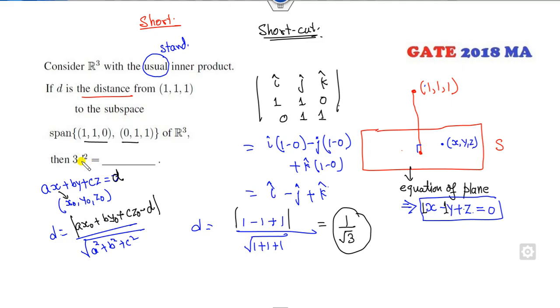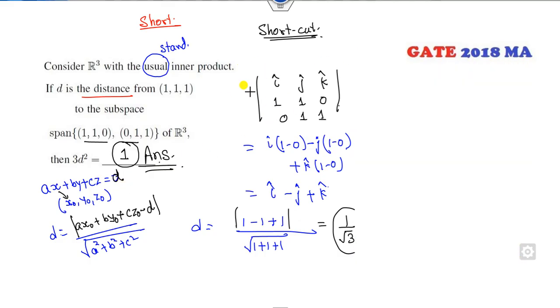So now your target is to find the distance square, and the right answer is 1, which is the correct answer. This is the first method. You can find it in a very simple manner whenever there is a 3 cross 3 matrix. Another method, the second method, you can opt for any one of them.